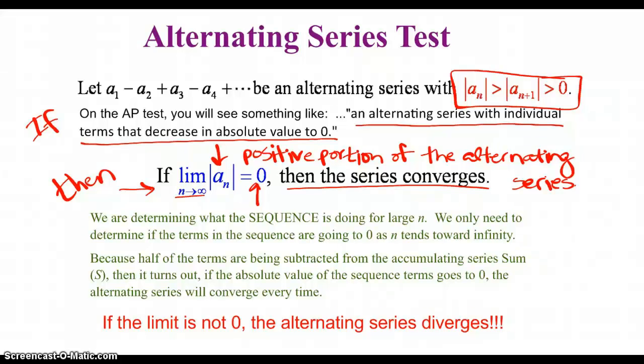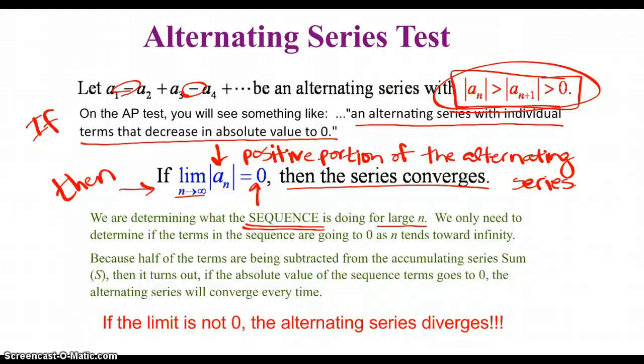What we're doing here, because every other term is not included in the sum, and remember for series, convergence means is the sum getting close to one value and staying there. We're not talking about what the terms are doing for series convergence. But what we're doing with these alternating series is we're going back to what's happening with the sequence. And it turns out that if we have this, then we're guaranteed, because every other term in the series is being subtracted from the accumulating sum, that when the sequence for large n converges, then the series will converge as well.